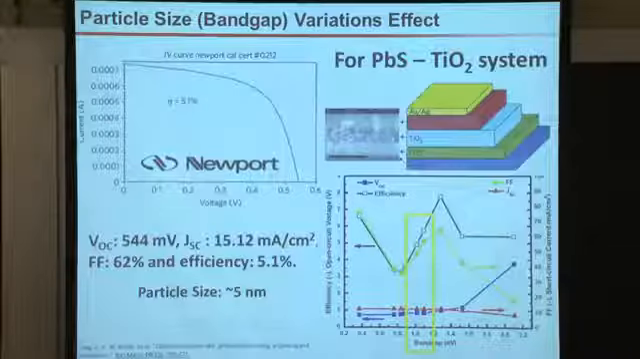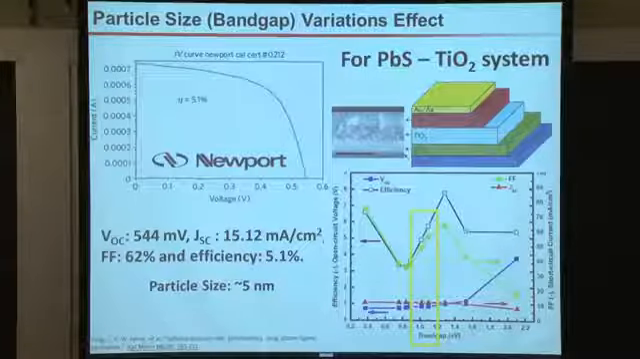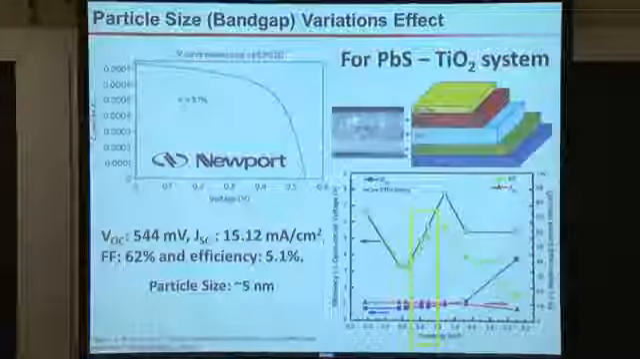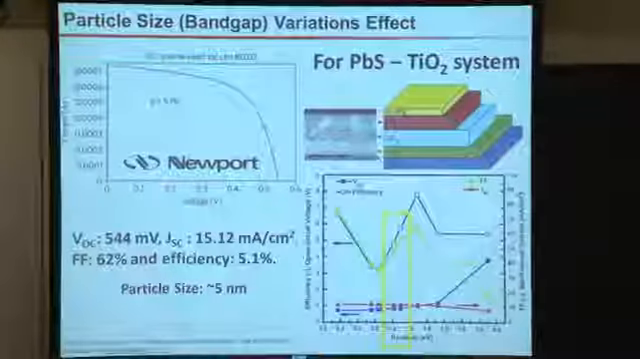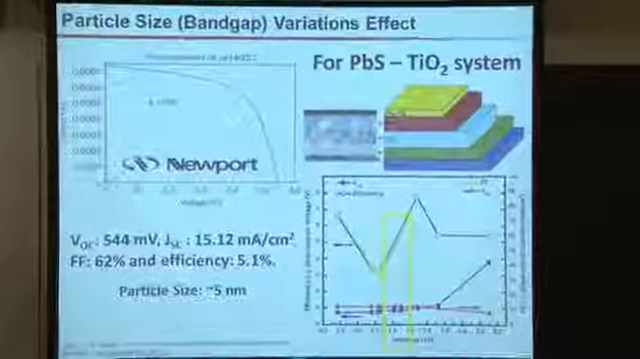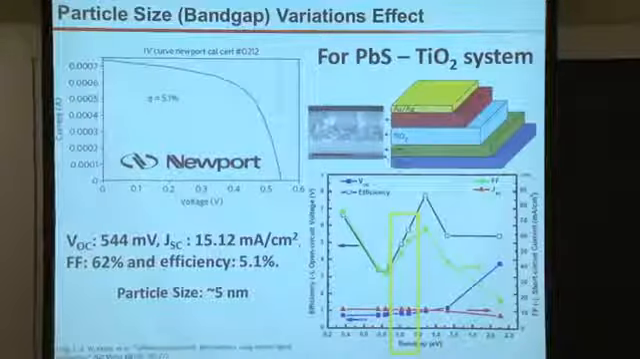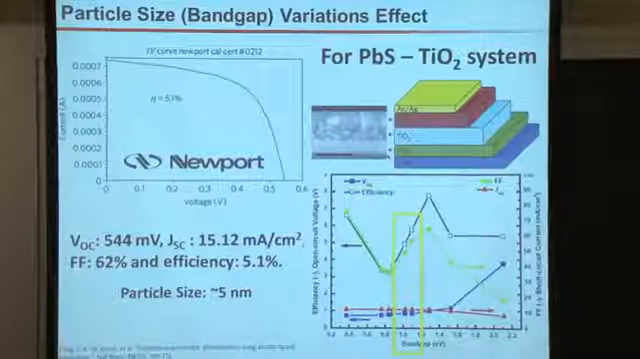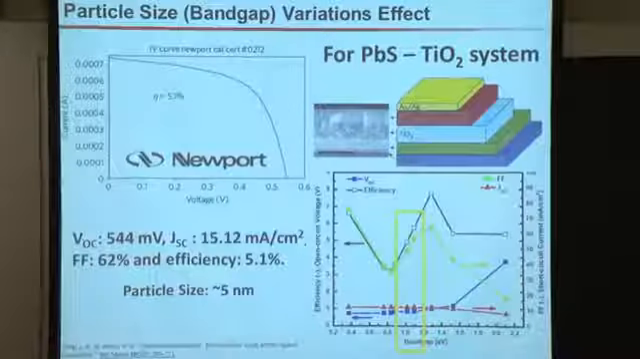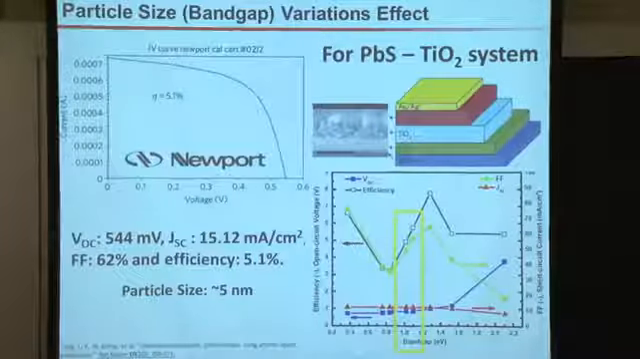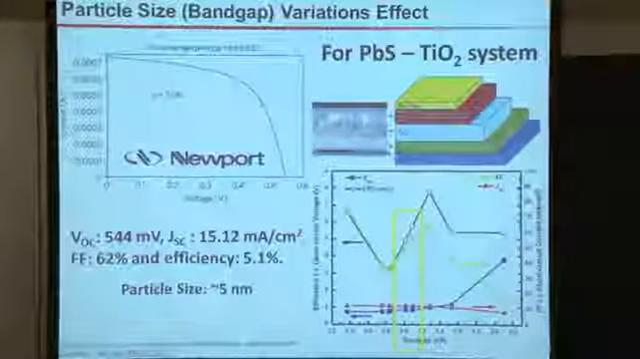So how is the accuracy of this simulation compared to the literature? We choose the lead sulfide titanium system. So we use the structure in the right above figures. That is titanium, lead sulfide, and then the back contact is gold. And the world record efficiency right now is around 5.1%. The particle size this literature uses is 5 nanometers. So at 5 nanometers in our simulation, the result is around 4 to 5%, which is very close to each other.